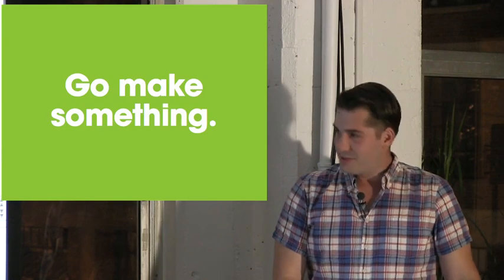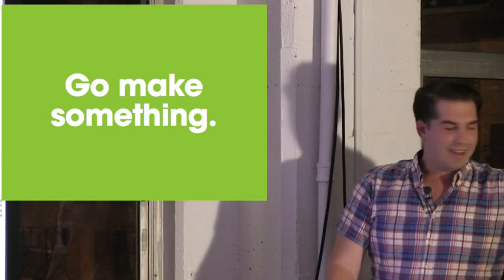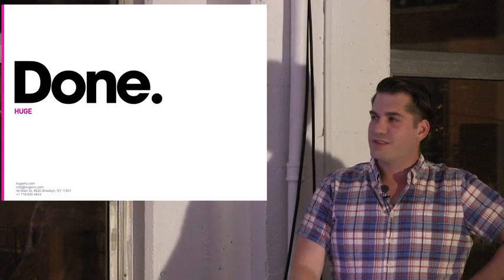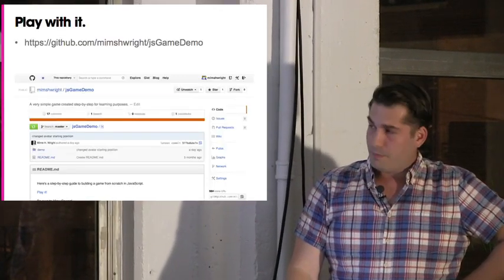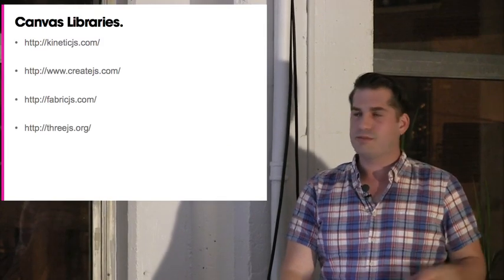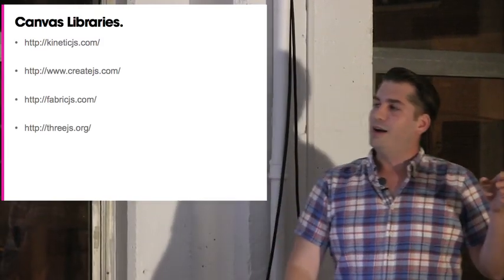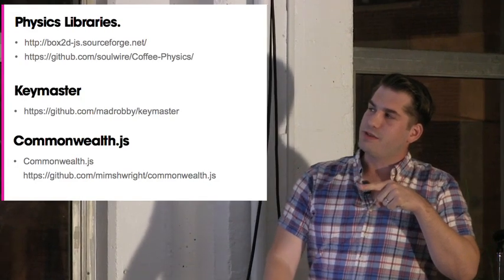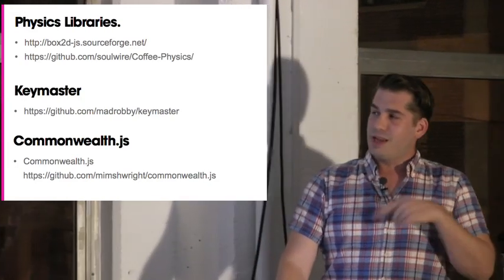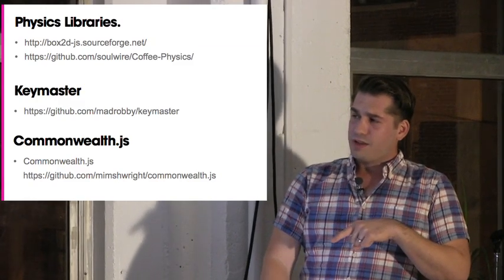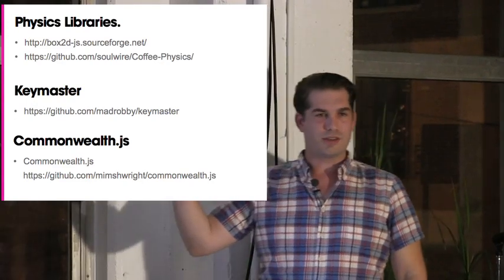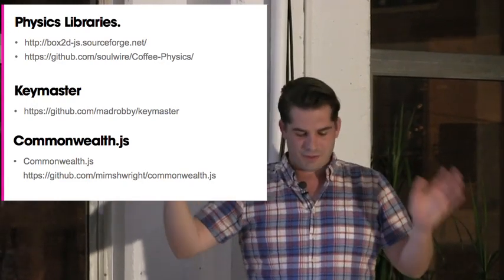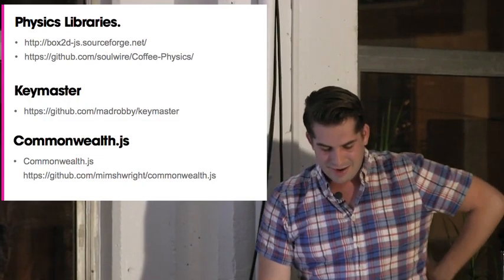Thanks. So that's really it. Go make something. And if you have any questions about what you saw, let me know. I actually have a bunch of links. All the source code for this is up on GitHub. I put some links to some different canvas manipulation libraries up there. Physics libraries, Box2D and Coffee Physics, are both awesome. Keymaster is that key control thing. Commonwealth is a library I wrote for doing state machines that's a lot more robust than what I showed there. It's kind of brand new, and I'm looking for feedback if anybody wants to take a look. And that's it.